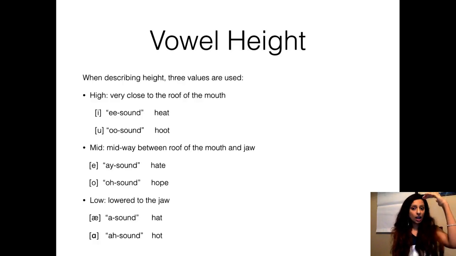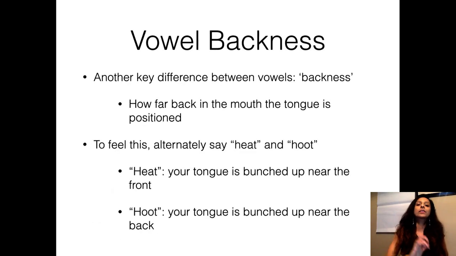You can have the tongue closer to the roof of your mouth, middle of the mouth, and towards the lower position of the mouth. The second parameter to distinguish vowels in English is vowel backness. And this has to do with how far back in your mouth is your tongue.